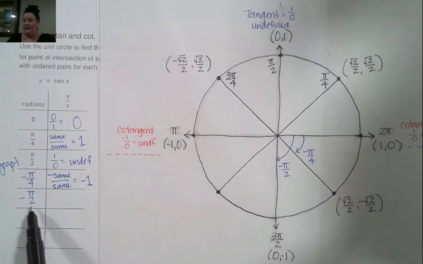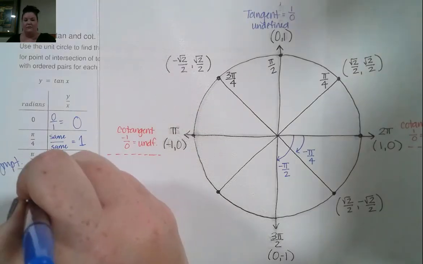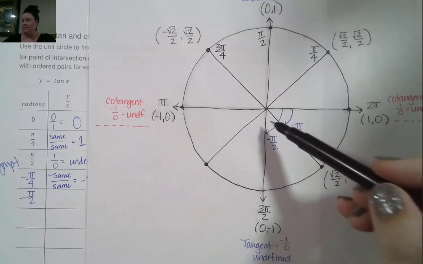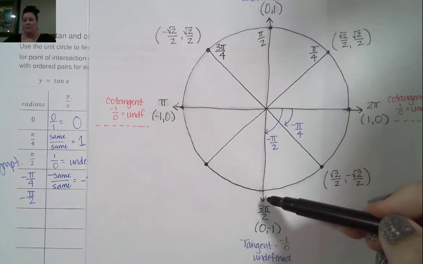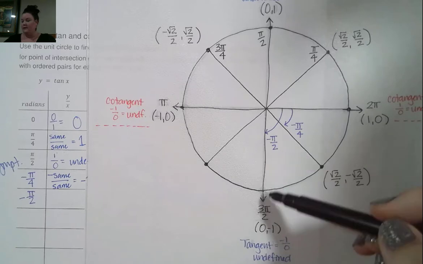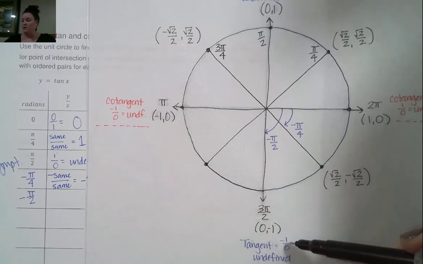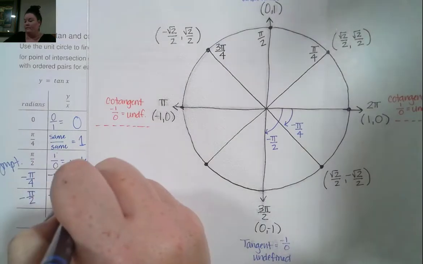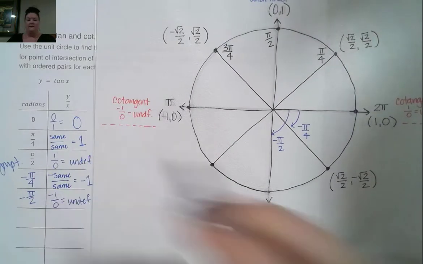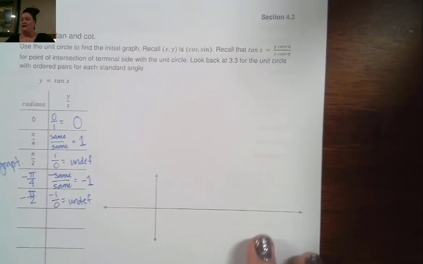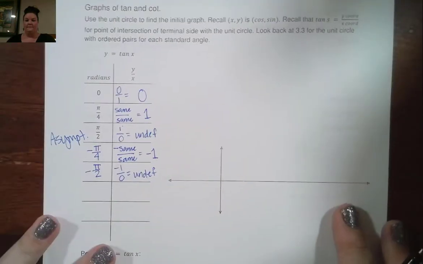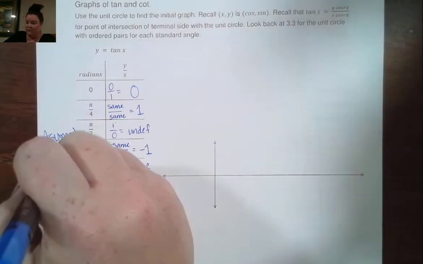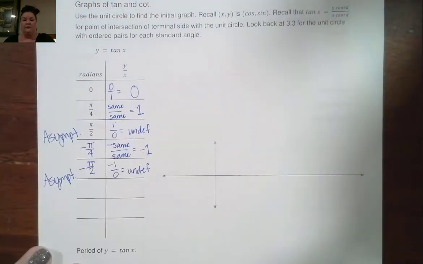And then at pi, oops, I forgot my, at pi over 2, sorry, negative pi over 2 rather, that's going to be this bottom part of the y-axis, right? And when we come down here, again, our tangent value when we do our y divided by our x, that's negative 1 divided by 0, which is undefined, okay? And when we have an undefined value, that tells us that's where we're going to have an asymptote, okay?